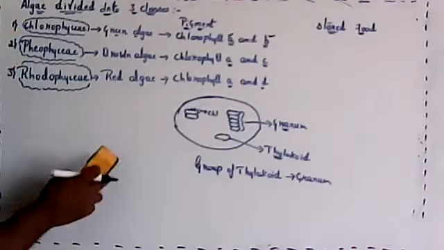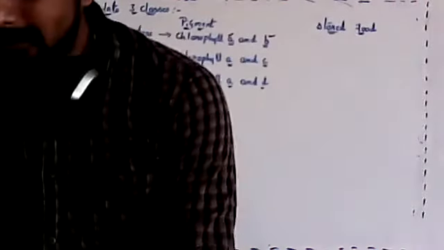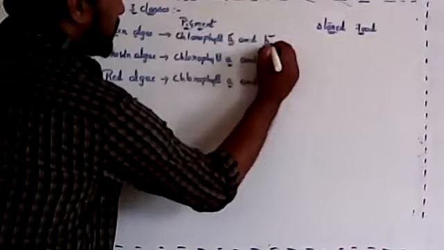Second one is Phaeophyceae. So three different types of algae are classified based on the color. First one is Chlorophyceae, which is known as green algae. Algae comes in three colors: one is green, second one is brown, and third one is red. So Chlorophyceae, green algae, has chlorophyll A and B as pigment.